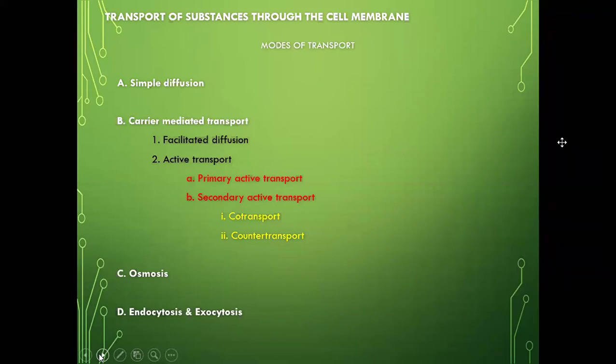Simple diffusion, or carrier-mediated transport, is either facilitated diffusion or active transport. Carrier-mediated transport is still diffusion, but they use a protein transport mechanism. The active transport could either be primary or secondary active transport. The secondary could either be co-transport or counter-transport.